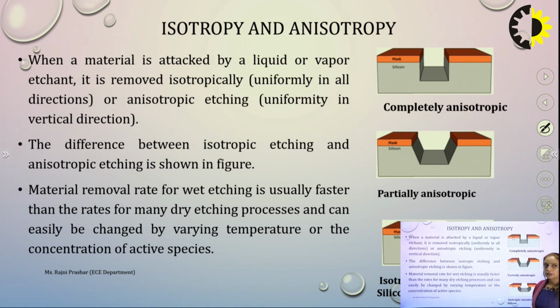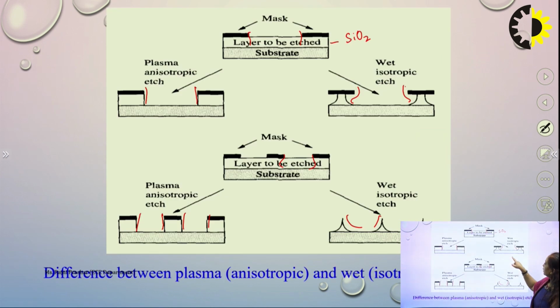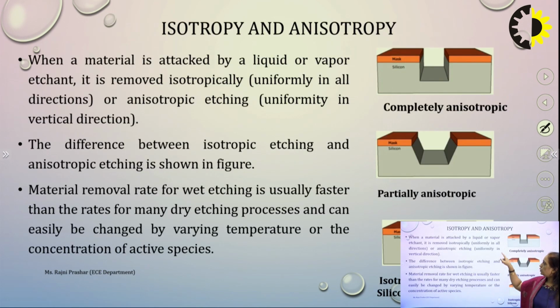So isotropic: the definition of isotropic and anisotropic etching is that when the material is attacked by the liquid or vapor etchant, it is removed isotropically, uniformly in all directions. So here we can see that isotropic etching is not working only in the vertical direction, it also works in the horizontal direction, right? So it works in both directions, uniformly in all directions.